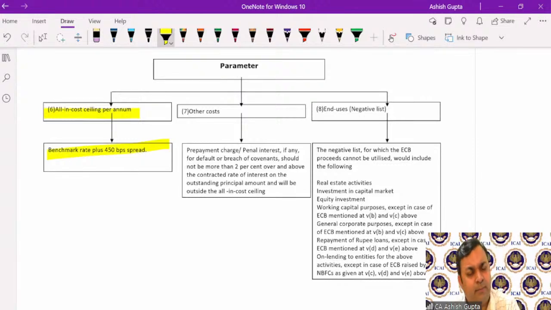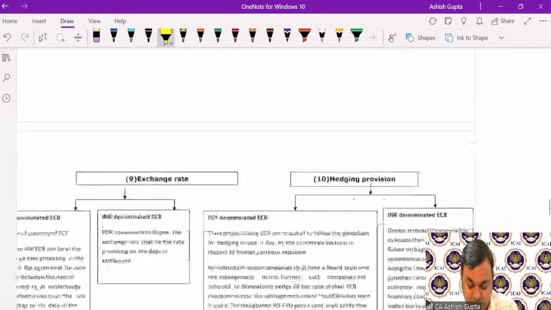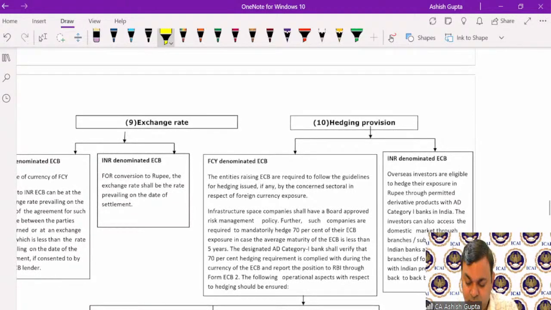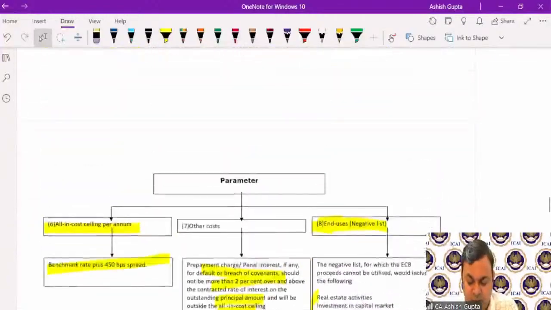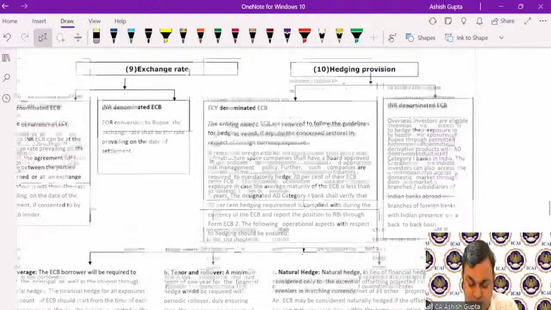Parameter benchmark rate plus 450 bps spread, other costs maximum 2%, not more than that. And these are the negative list as prescribed under the FEMA part. Negative list of end users means you can raise the ECB, but if you are raising ECB for the purpose of investing in the capital market, that is strictly prohibited. Investing that ECB amount in real estate business is also not permissible. So I think that is clear, right? Move towards the next point.